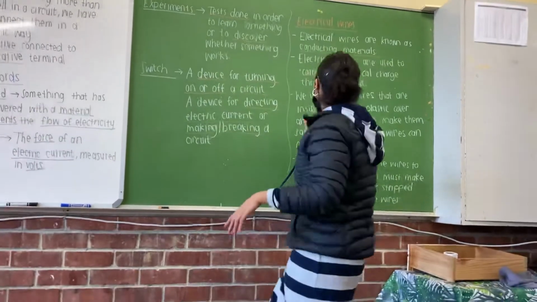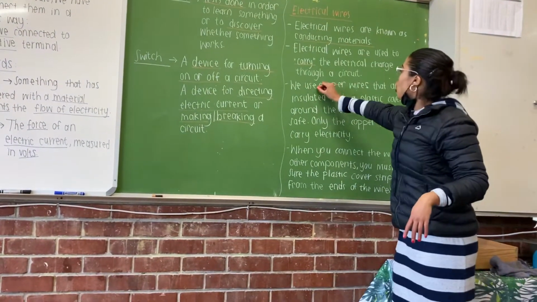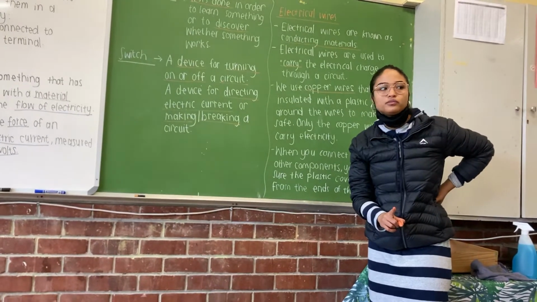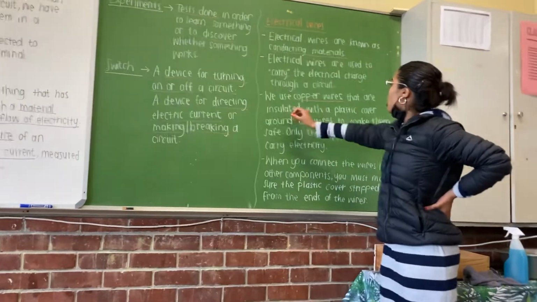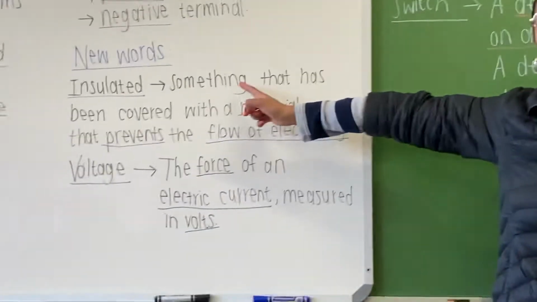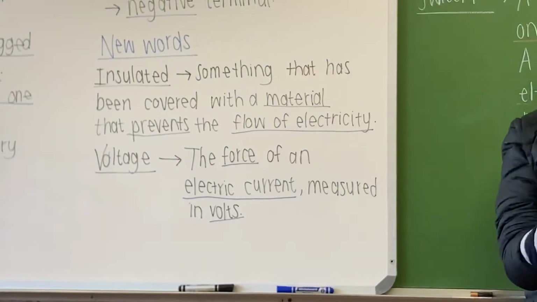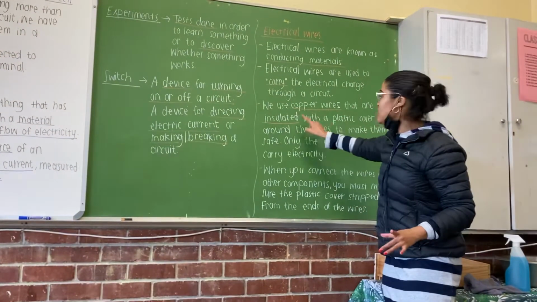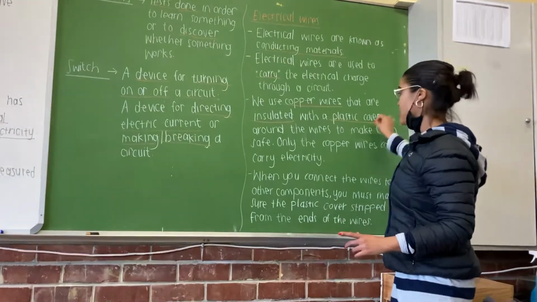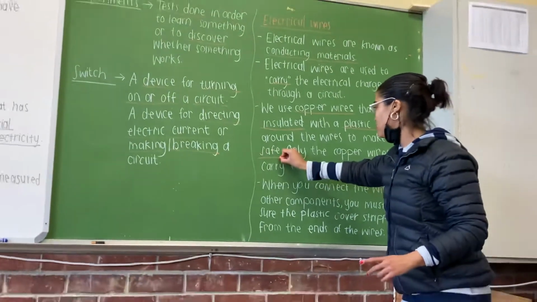Okay. We use copper wires. What wires do we use? Copper wires. That are insulated. What is insulated? Covered with plastic so that we don't shock. Okay? Copper wires that are insulated with a plastic cover around the wires to make them safe.